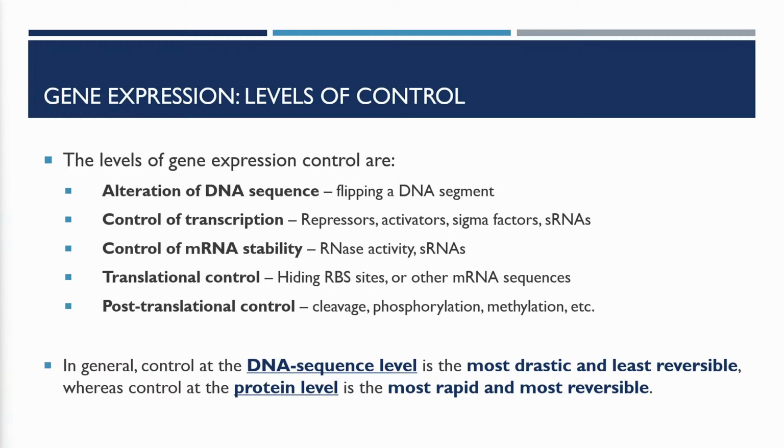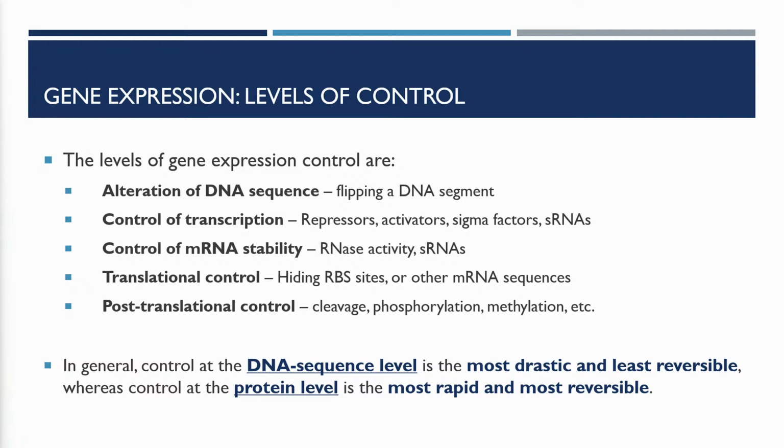So just another little thing, you don't have to know all of this. This is just reiterating the concept that there are many levels of control at the gene expression level. You can alter the DNA sequence. So basically you can activate or disable a gene by flipping it, and it turns off the expression in some cases. You can control transcription by repressors and activators and sigma factors and other things.